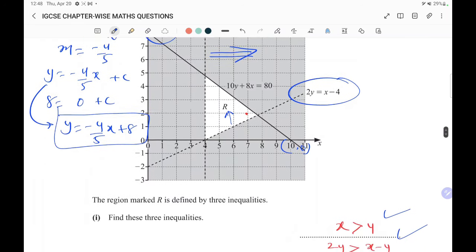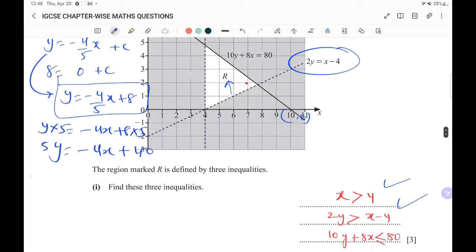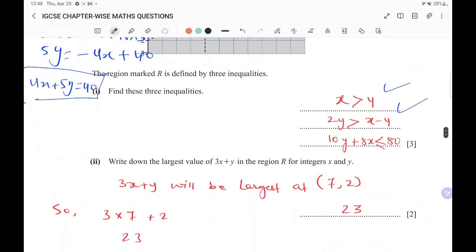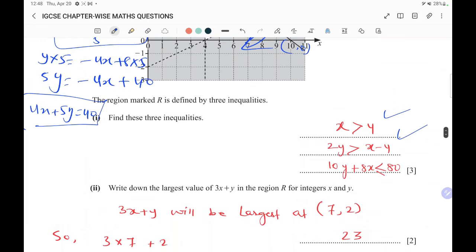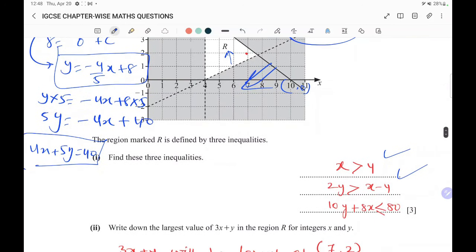This one. So which form? Okay. Now just multiply by 5, guys, both sides. So y times 5 equals minus 4x plus 8 times 5. So here we will get 5y, here minus 4x plus 40. So I got 4x plus 5y equals 40. But now this region is below, right? Below it means 4x plus 5y less than or equal to 40, or 10y plus 8x less than 80.